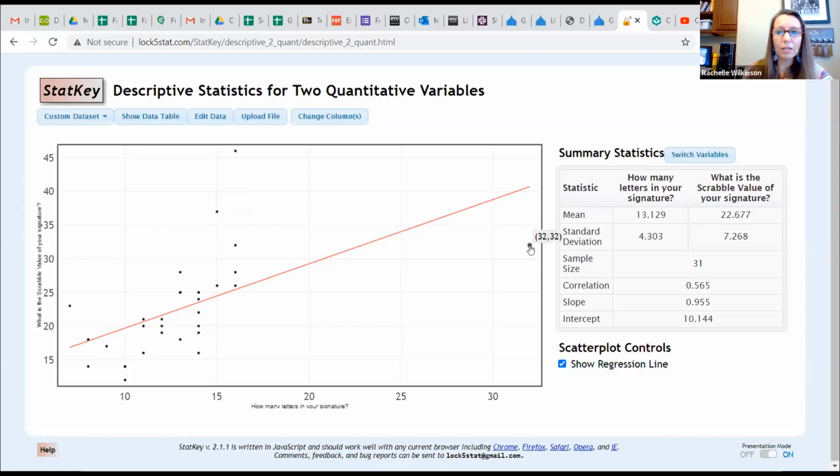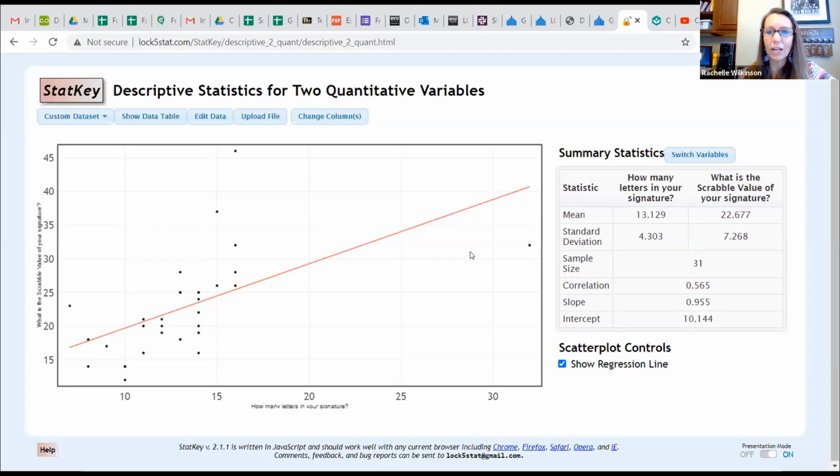This person out here is the only person that had 32 letters in their name. In fact, they're the only person that had more than 16 letters in their name. So they had twice as many letters in their name as anybody else. So this one is an influential point.